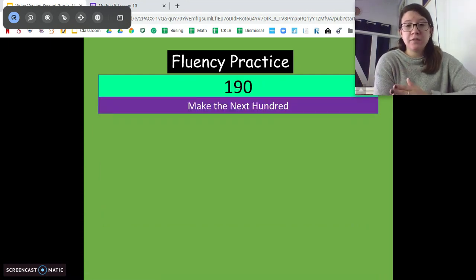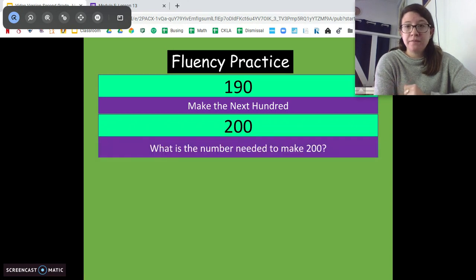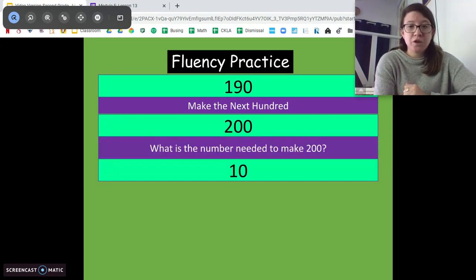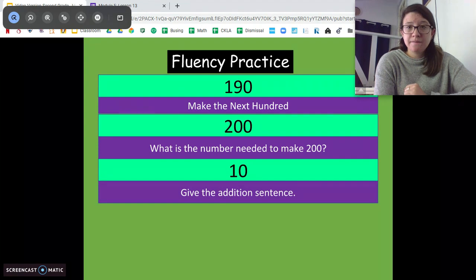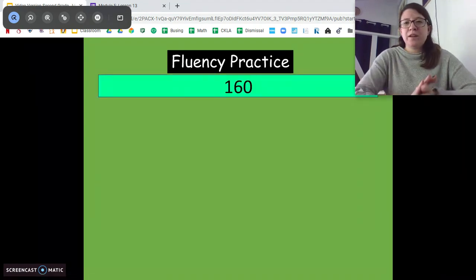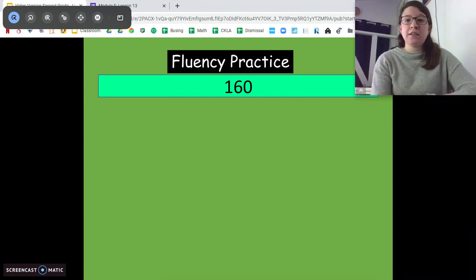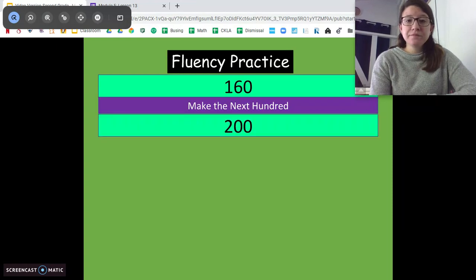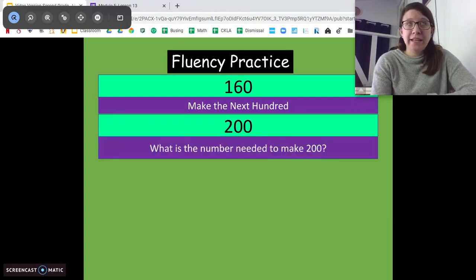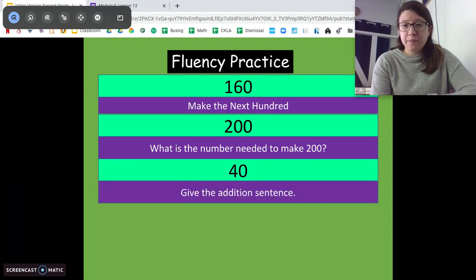Now try this one. 190. What's the next 100? Good. How many did we need? Good. Tell me the number sentence. Good. 160. What's the next 100? Don't go backwards, go up. What's the next 100? Good. How many did we need to get to 200? 40. Good. Tell me the number sentence. 160 plus 40 equals 200.